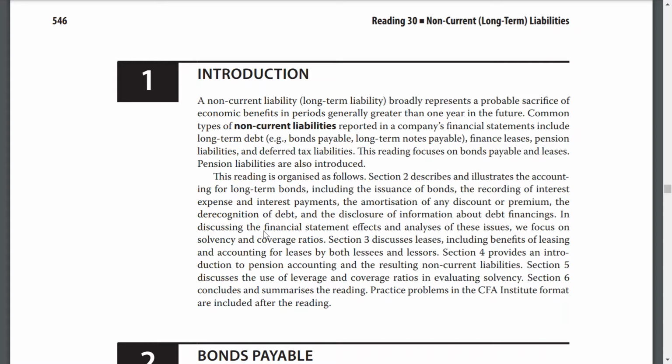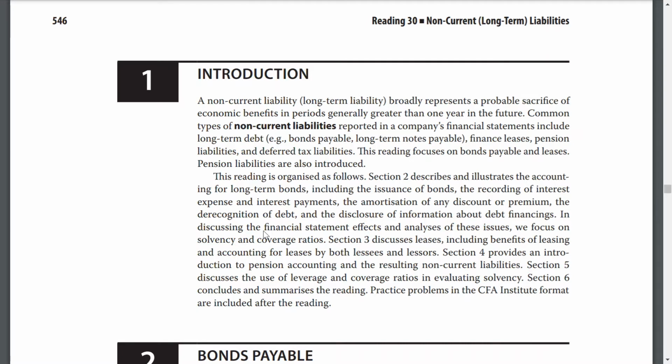This reading is organized as follows. Section 2 describes and illustrates the accounting for long-term bonds, including the issuance of bonds, the recording of interest expense and interest payments, and amortization of any discount or premium, the derecognition of debt, and the disclosure of information about debt financing. In discussing the financial statement effects and analysis of these issues, we focus on solvency and the coverage ratio.